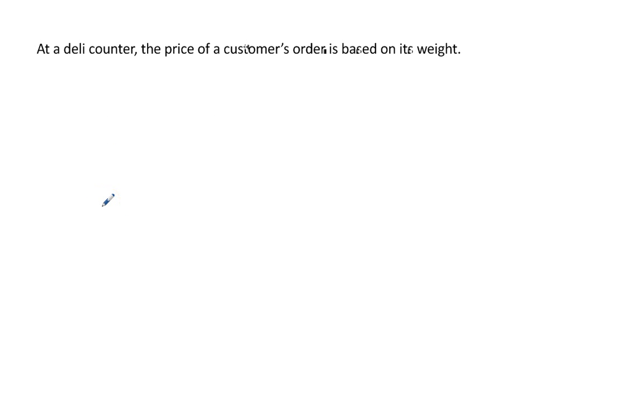At a deli counter, the price of a customer's order is based on its weight. So you have two unknowns here. You have your dollar amount, and then you have your weight. So I'll call it W for weight. So we have to decide which one is the independent, which one is the dependent variable. So does the weight depend on the price, or does the price depend on the weight? And if you think about it that way, the price becomes your dependent variable and the weight is your independent variable.